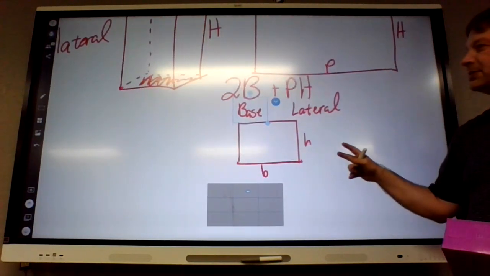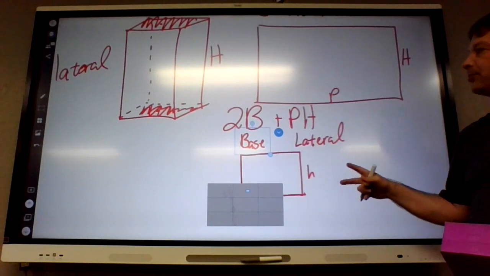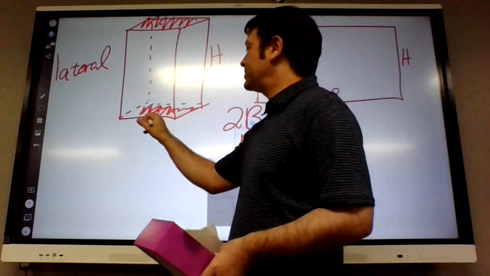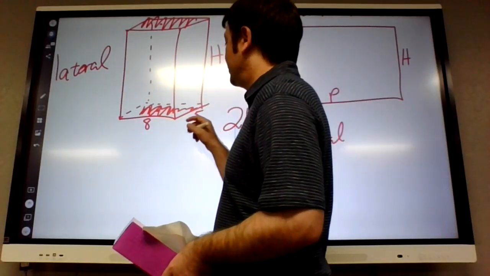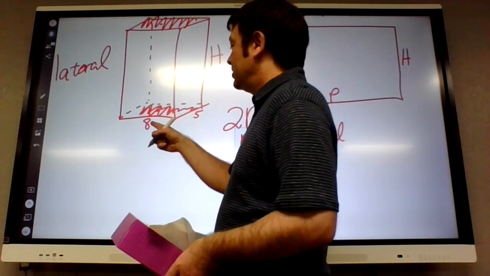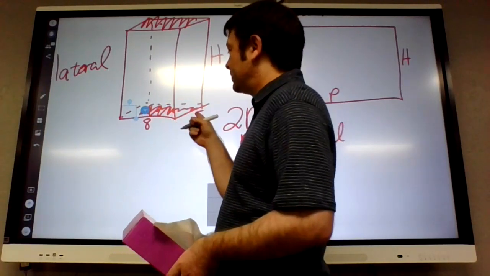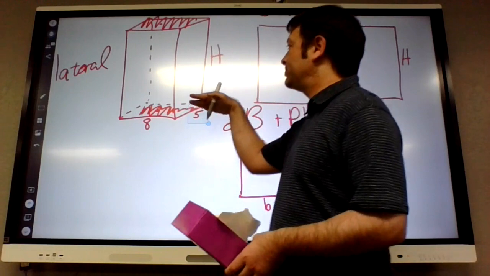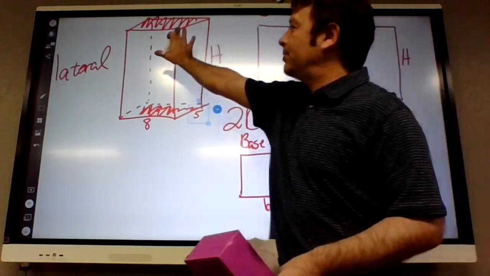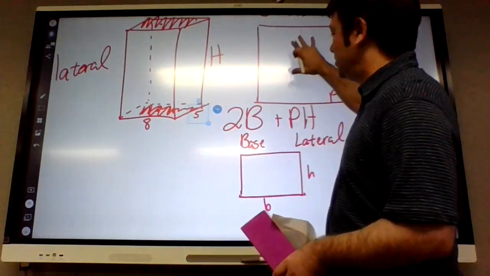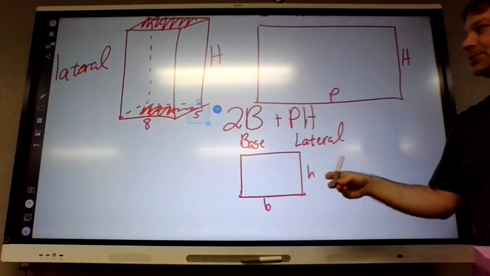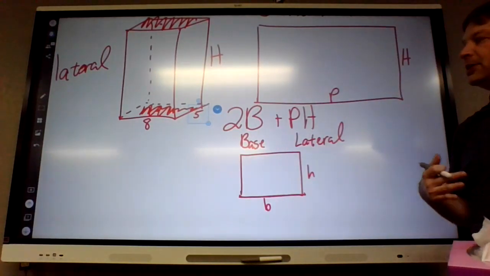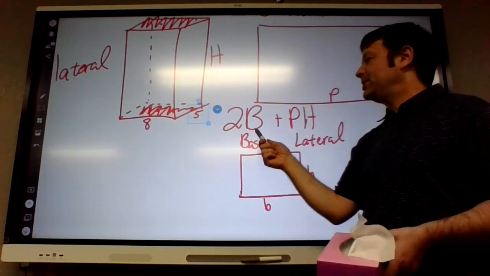Okay, can you do the perimeter of the base? So if this was like an 8x5 rectangle, the perimeter would be 8 plus 8 plus 5 plus 5. Then that times the height gives you all of this middle stuff, and then plus the 2 bases.